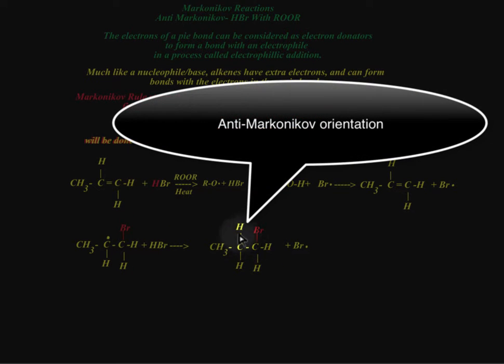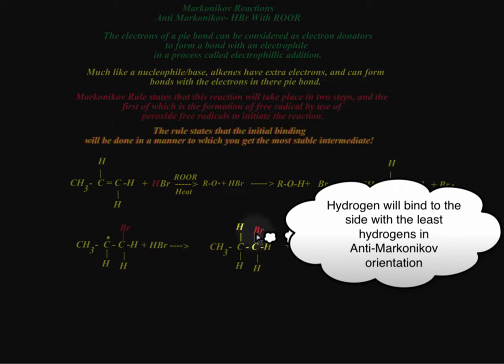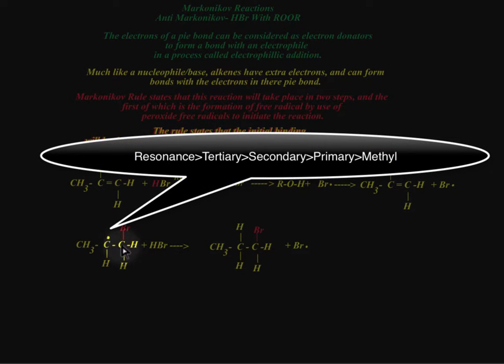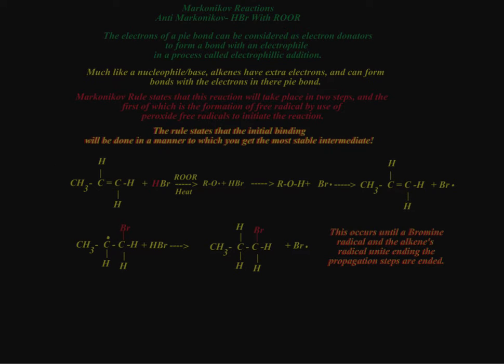Now this product is what's called anti-Markovnikov. Notice that the bromine, what would have normally been the electron-rich species, bound to the less substituted side. Keep in mind, we did create the most stable free radical. Secondary is more stable than the primary free radical we would have gotten if we were right here with a dot and bromine over there. So this one, the secondary, is more stable. This is anti-Markovnikov orientation. Again, this keeps occurring until a bromine radical and the alkene's radical unite, ending the propagation steps.